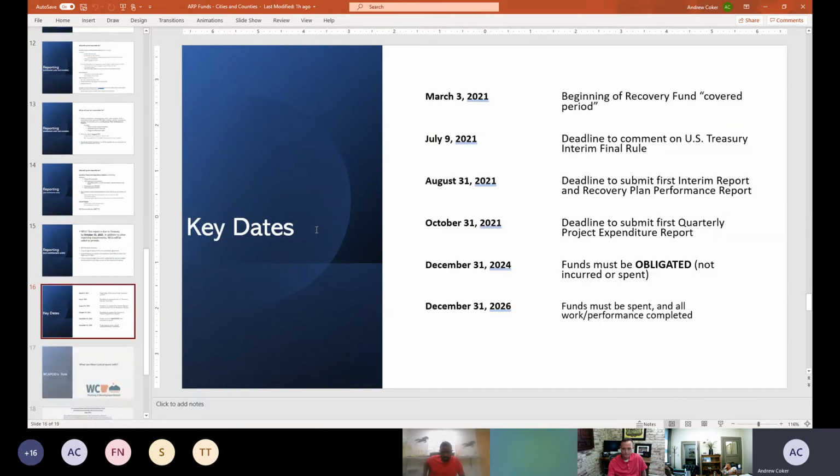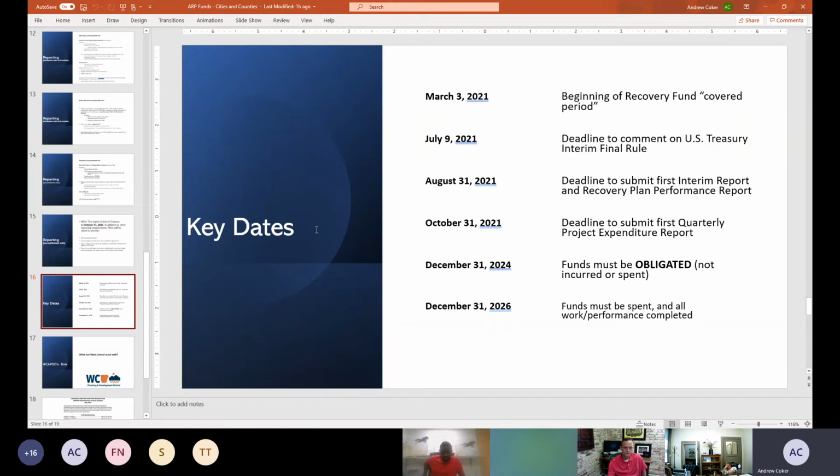So moving on here, I wanted to make this page because I know we've thrown around a lot of different dates, a lot of different reports and plans and all these different things that are needed. But feel free to screenshot this section here. This has all of the key dates that are going to be needed. Just kind of running through them really quick.